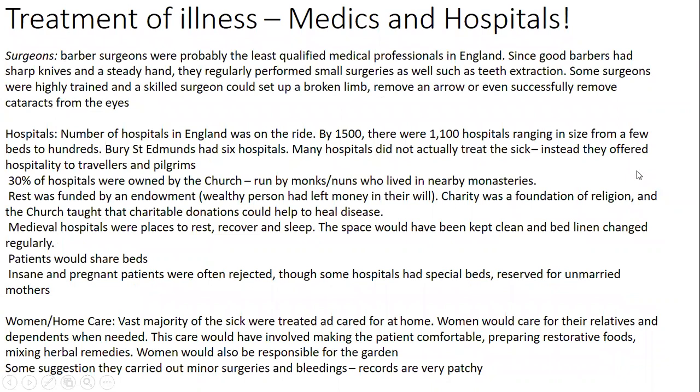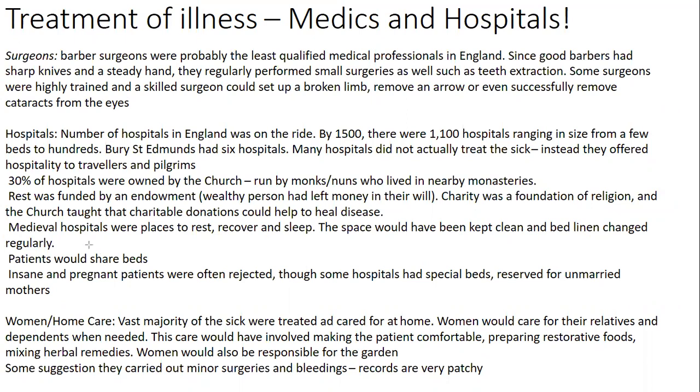You've then got surgeons. Now, surgeons, barber surgeons, who are we talking about? Least qualified. All you really need to be a good barber surgeon is a sharp set of knives and a steady hand. They would do small surgery, such as teeth extraction. Some could do your amputations, broken limbs, remove an arrow, but really in Britain, they were very limited to skill. Beyond Britain, yes, there were some skilled surgeons, but within Britain, it was very limited. So barber surgeons, they would be the least qualified and possibly do more harm than good.